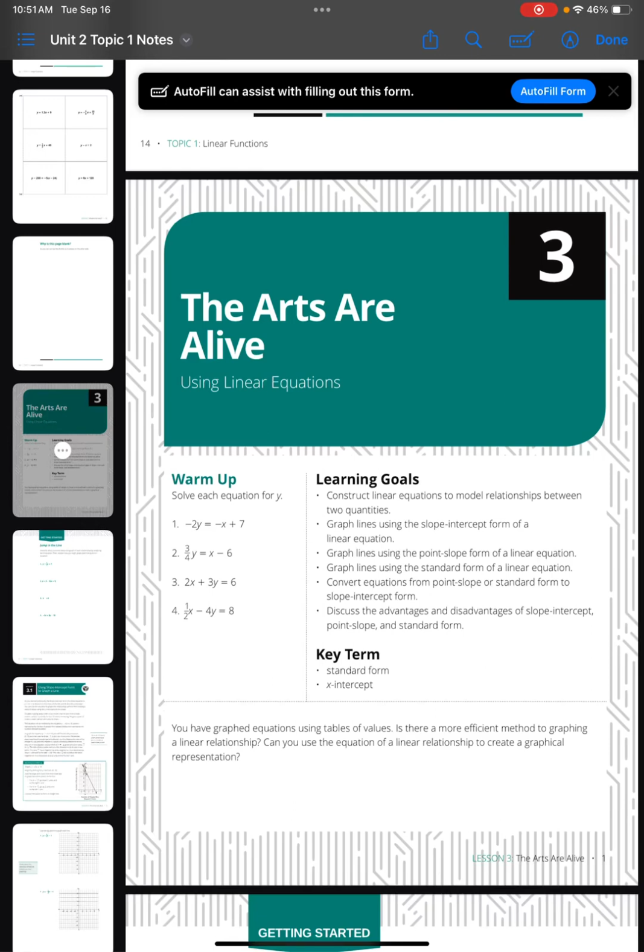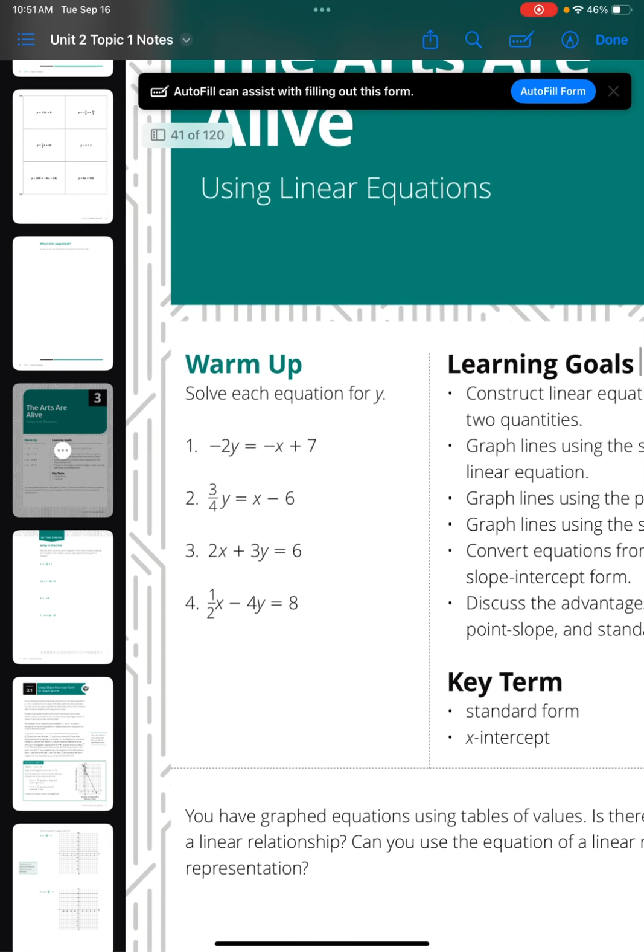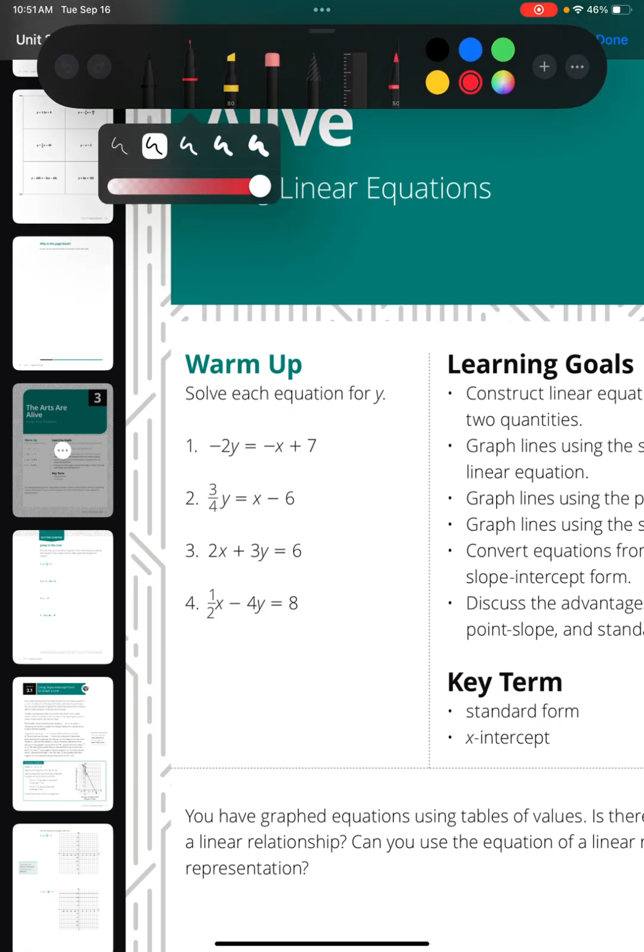All right, looking at our next lesson here using linear equations. We're going to be solving some equations for y, graphing from all the different forms. So first, a little warm-up here to get started, solving for y. Basically we're taking all these and we're going to put them into slope-intercept form.